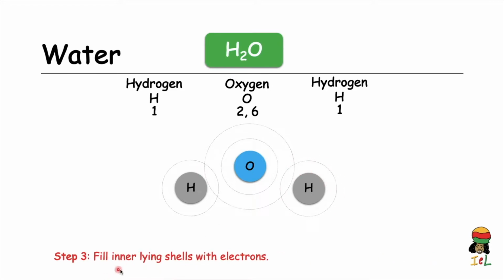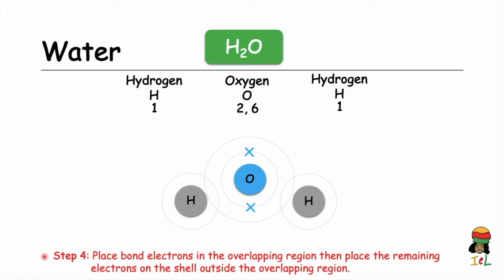Step 3, we're going to fill the inner lying shells with their electrons. The hydrogen atoms do not have inner lying shells, so as a result, it's only oxygen. Oxygen has 1 inner lying shell which carries 2 electrons. Step 4, place bonded or shared electrons in the regions of overlap and then put any remaining electrons on the area of the shell outside of that region. Note that the hydrogen atoms have 1 shell with 1 electron each, and the oxygen has 2 shells, the first shell having 2 electrons and the second shell carrying 6 electrons.